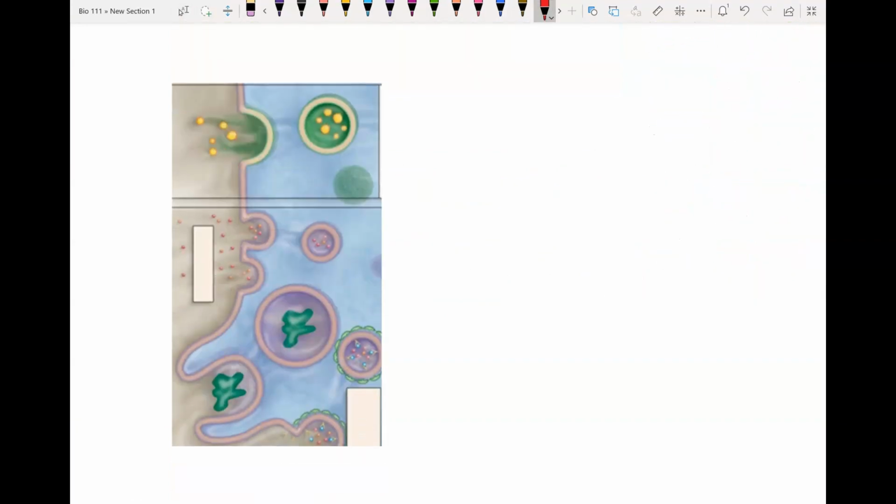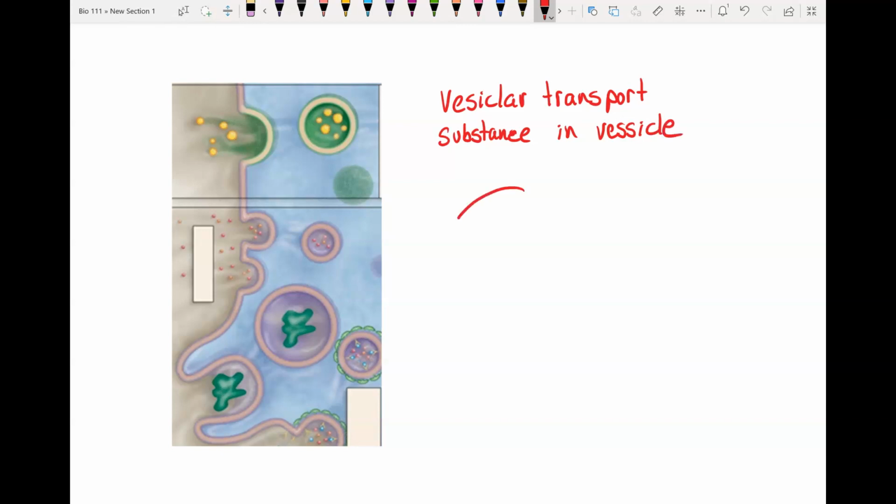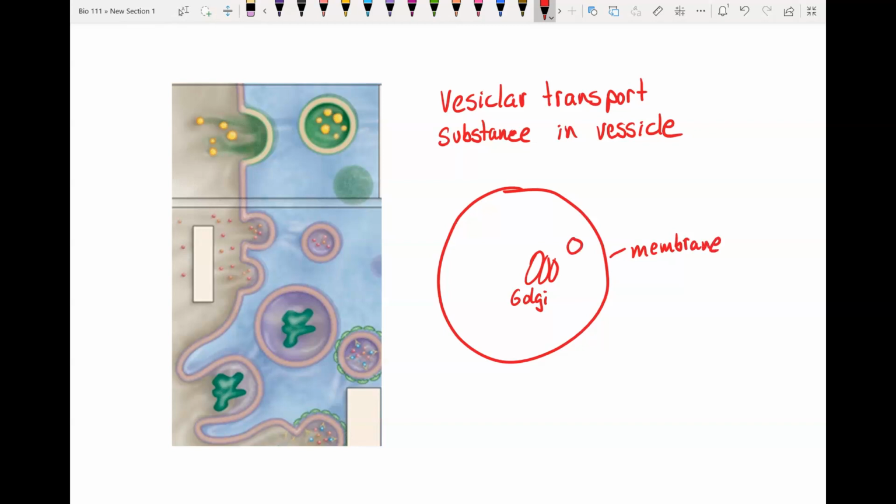And our final method of transport here is vesicular transport. This is when you have your substance in a vesicle. So you've already learned about the parts of the cell. You know about the Golgi apparatus. So let's say here is the Golgi. You have also your cell membrane. And let's put a vesicle in here. All three of these things, the Golgi, the vesicle, and the membrane, are all made of phospholipid. So they're made as the same thing of each other. So they can just pinch off and fuse together.